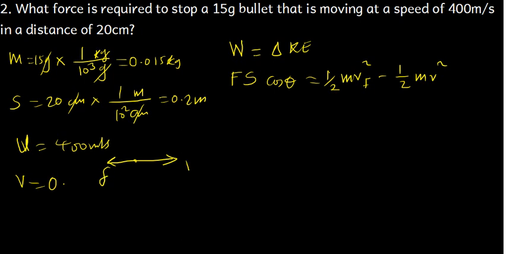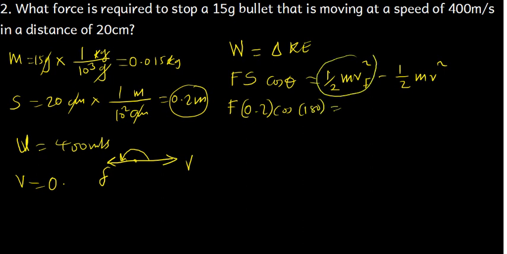And then this thing is moving like that. So notice that the angle they are going to make is 180 degrees. So the force, which we don't know, is just F. The displacement, we know that is going to cover a distance of 0.2, and then cos, the angle is going to be 180. Now the final kinetic energy is going to be 0 because we want this thing to stop.